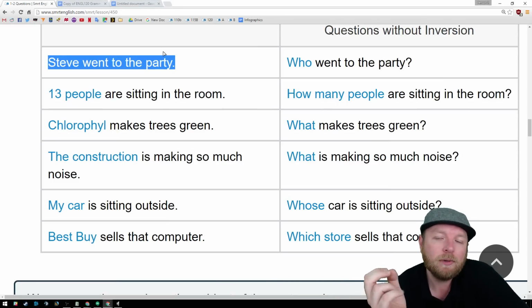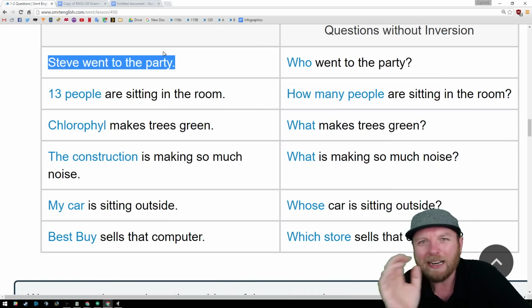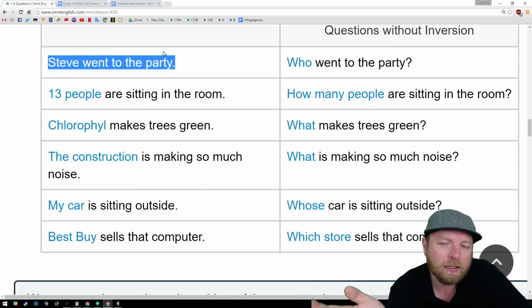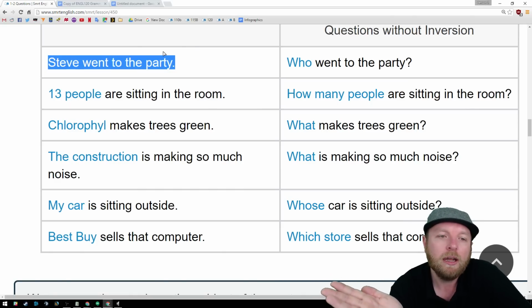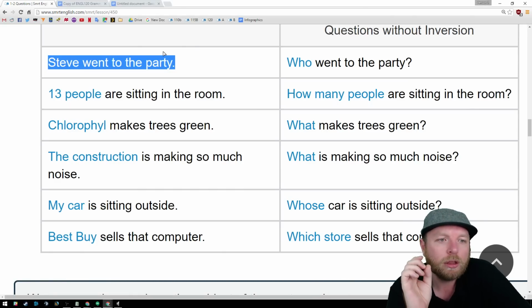This is called, well, I don't know what this is called, but this is a question without inversion. Many teachers call this a subject question. I guess that's a subject question. Look at the next example.